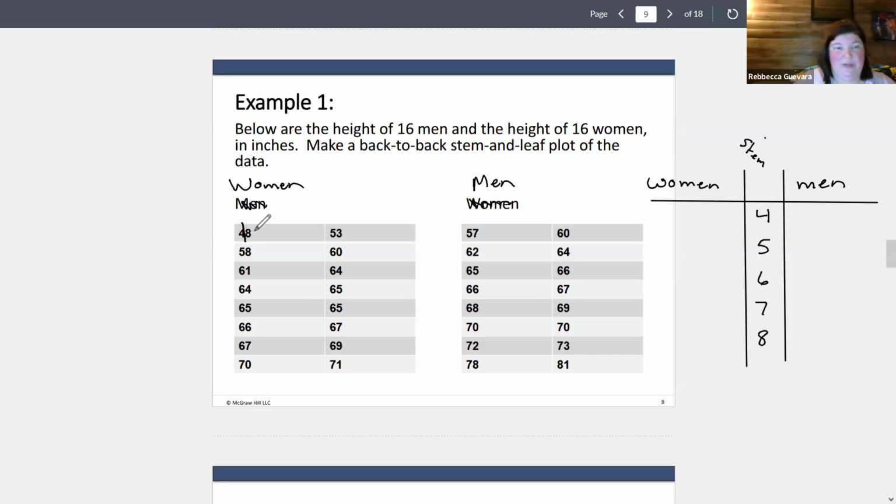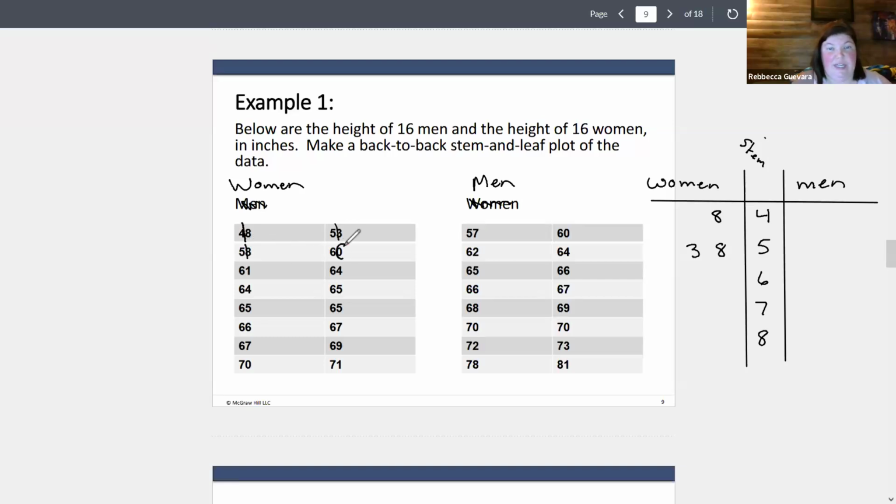So if we just do women, we have one woman who is 48 inches. So put the 4 here and the 8 there. Then we have a woman who is 53 inches, 5 there. So we put the leaf of a 3 here, 58. So we put the 8 over here. So I'm going to put these ones in order, actually. So we had 3 and 8. So make sure you put in order from smallest to largest.